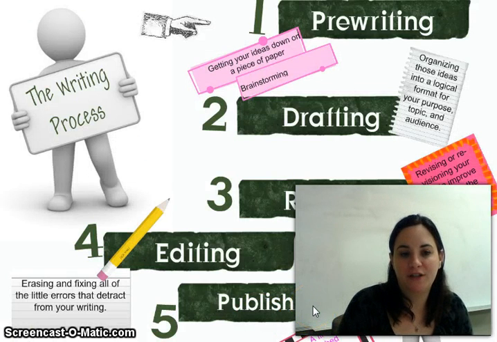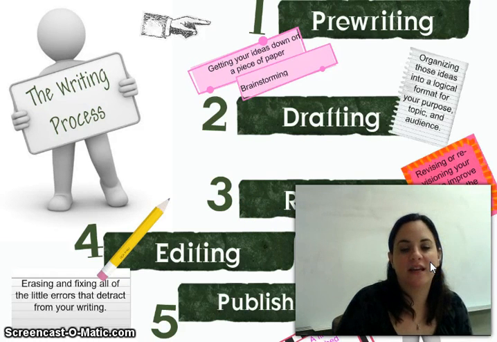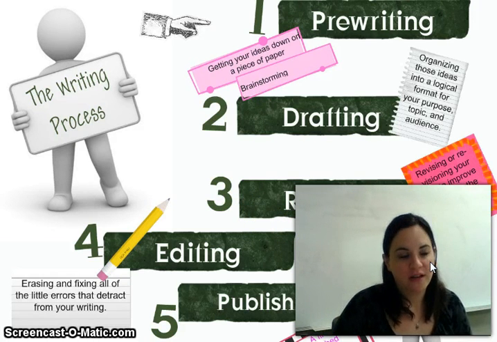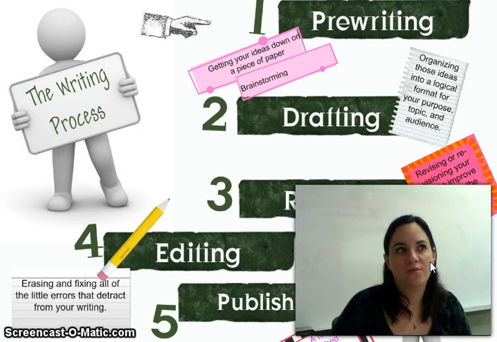Going back to my picture of the writing process here, the third step in the writing process is revising. This is where you look at the content of what you wrote. This is where you look at the meat of it. You look at, is it in the right order? Did you say everything you wanted to say? Is everything relevant? Do you want to add? Do you want to delete? Do you want to move the last paragraph to the beginning? Did you add enough detail?